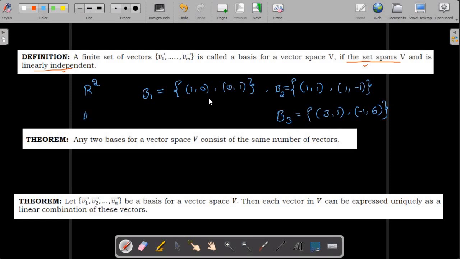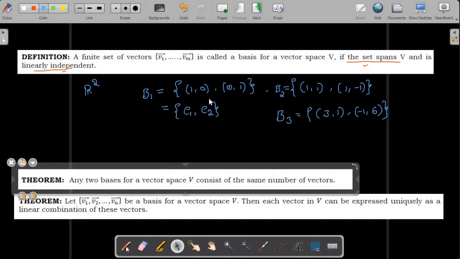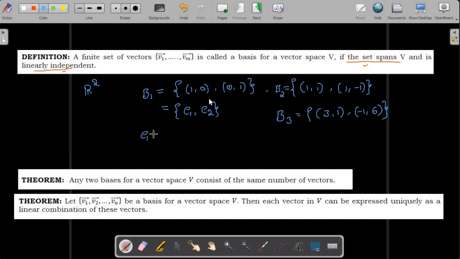Similarly, for Rn also you can find basis sets. When it comes to the standard basis set, we follow some notation. Instead of writing (1, 0) and (0, 1), we may write E1, E2. Here E1 is nothing but (1, 0) and E2 is (0, 1).